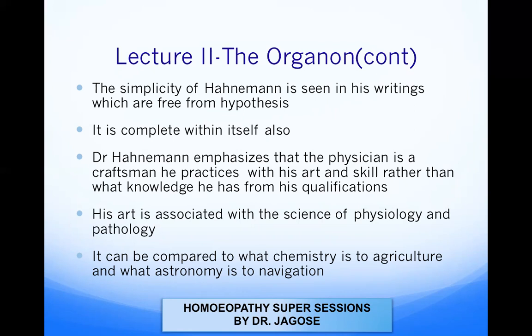It can be compared to what chemistry is to agriculture and what astronomy is to navigation. So he said that the art can be compared to what chemistry is to agriculture and astronomy is to navigation. In order to have a proper idea of agriculture, you have to know the different chemicals which are used in agriculture. Similarly, in navigation, you have to know the different stars, or the knowledge of astronomy.